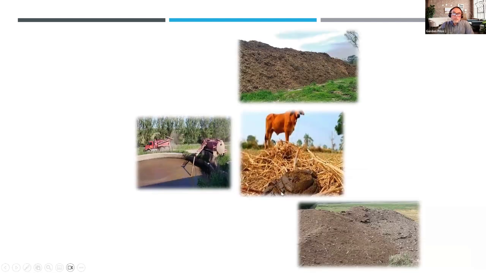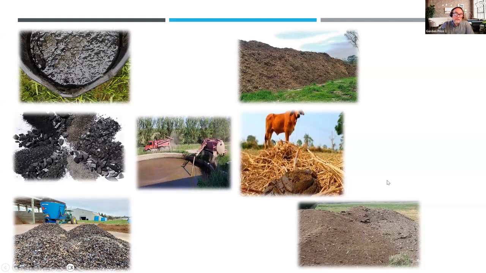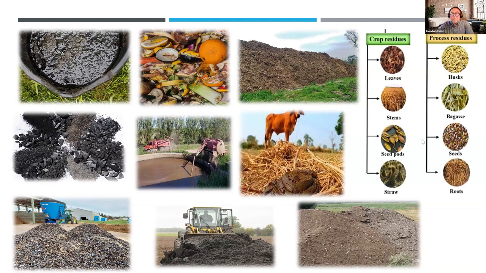The introduction that I gave in the first webinar really covered off the range of different types of amendments that are out there and the sources of those amendments. You can see that they vary in form, they vary in source, they vary in how they look, and they vary in how they might need to be managed. Their particle size, the liquid versus solid form, whether it's a homogeneous or a more heterogeneous material.